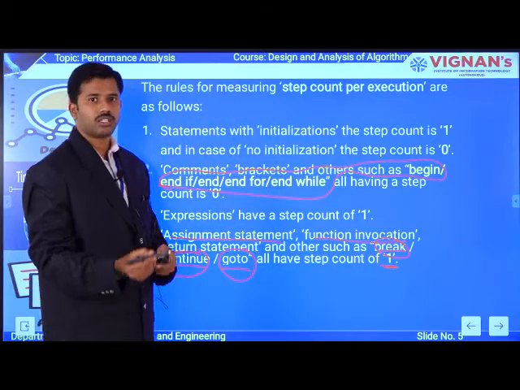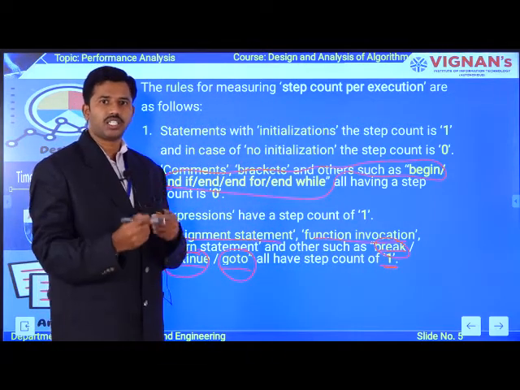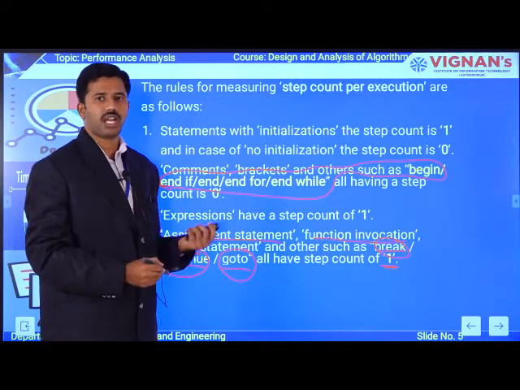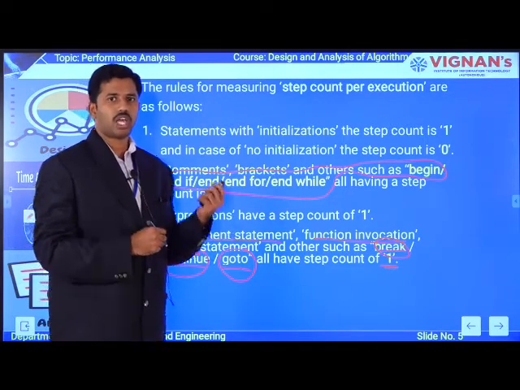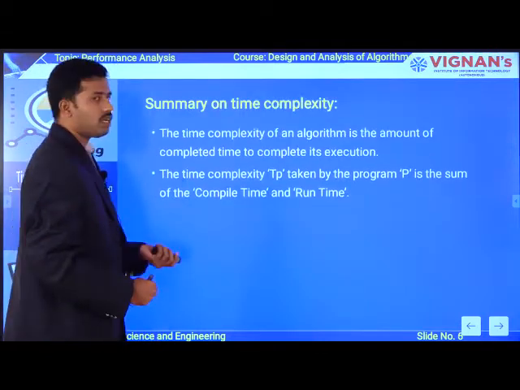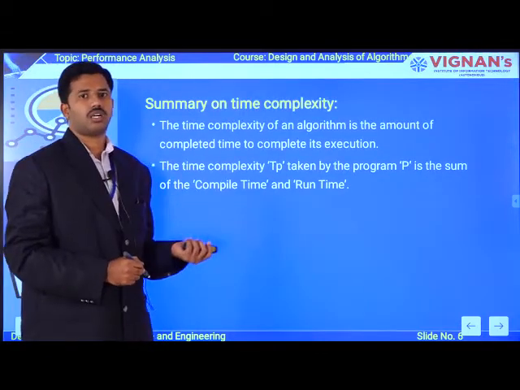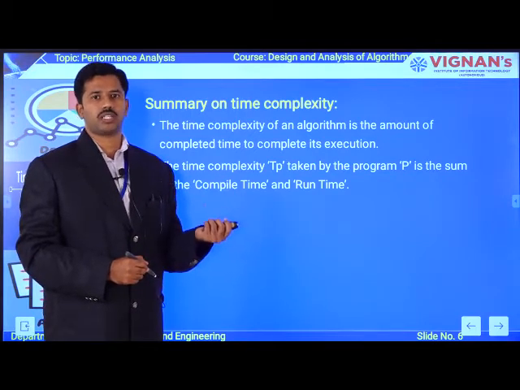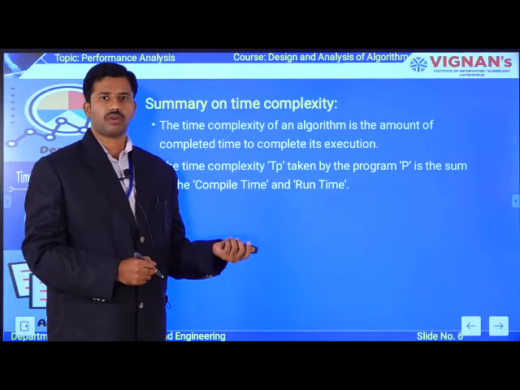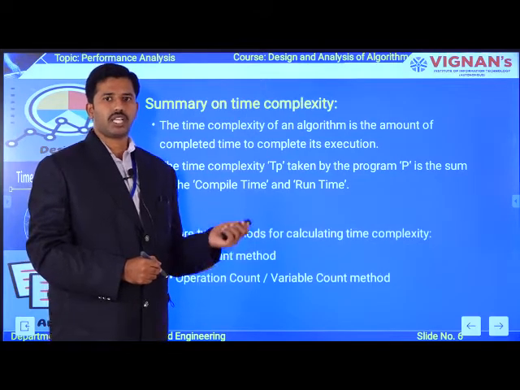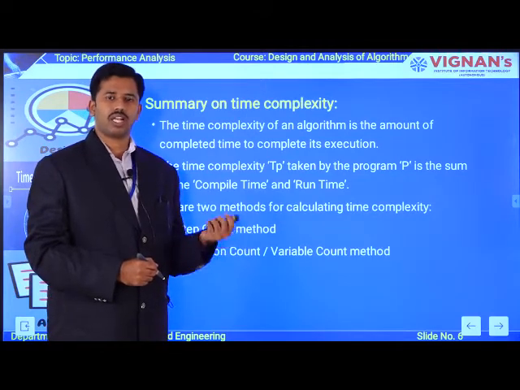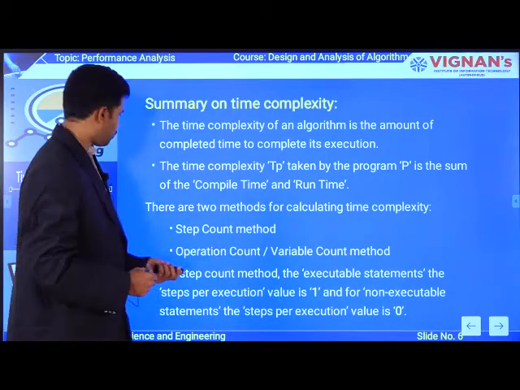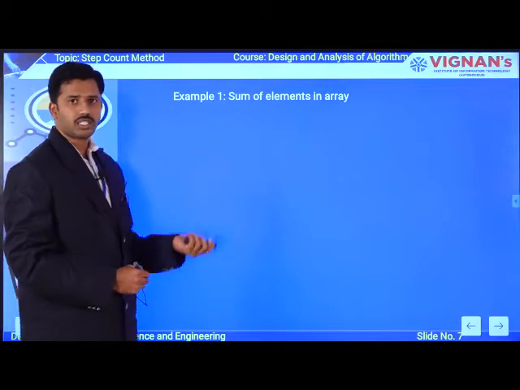Why? Because these three keywords change the behavior of the execution of your algorithm. That's why the value becomes 1. I hope you got the clarity. As of now we have seen the definition of time complexity: it is the sum of both compile time as well as run time, and for executable statements in step count the value is 1, and for non-executable statements the value is 0. Now let us discuss the examples.